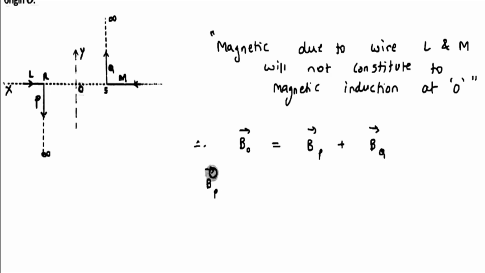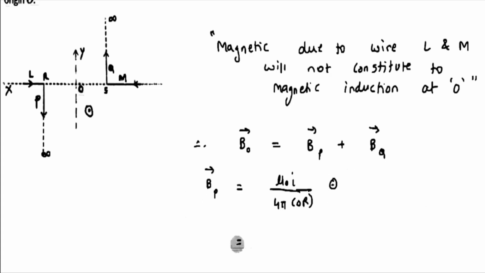So for semi-infinite wire we can directly use the results. For P we can write first: for semi-infinite, the result is mu naught I by 4 pi A. A is the distance, here it is OR, from the point where we are interested in finding. This is the magnitude of the magnetic field, and if we wish to find the direction, it can be given by the right hand thumb rule. The thumb should point in the direction of current, that is downward, and curling the fingers around it, the magnetic field direction will be outside, or we can represent it with a dot. This is how the magnetic field due to wire P we have calculated.